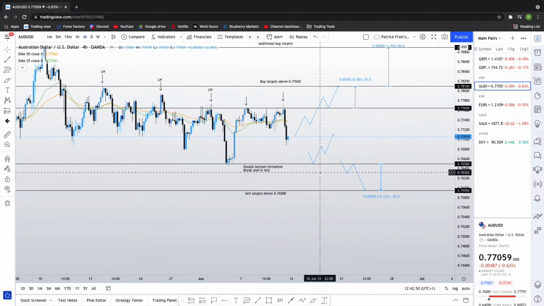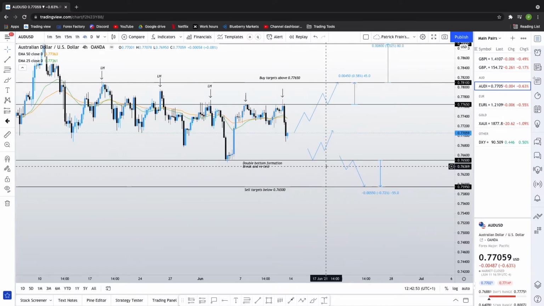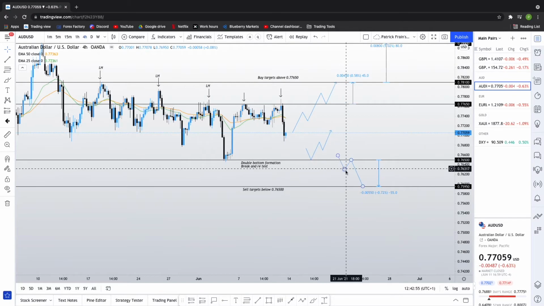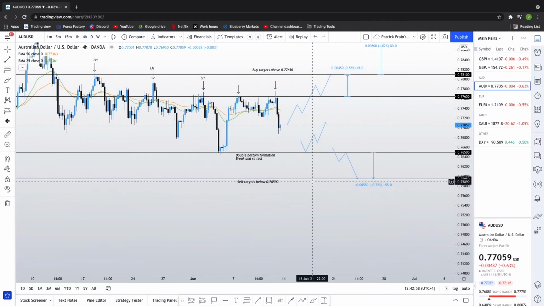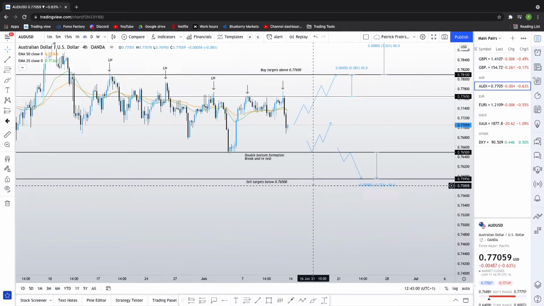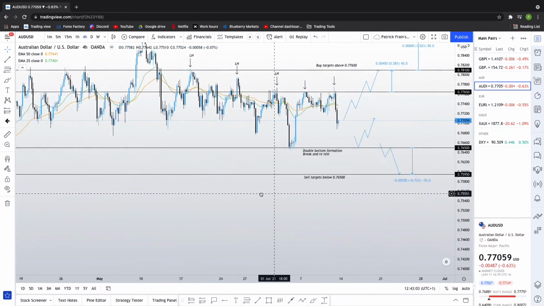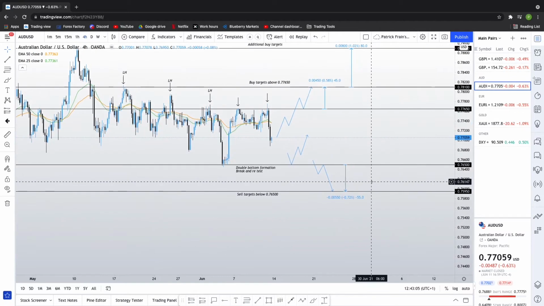However, if we do break below 0.76500, I will be looking for a break and retest formation with sell targets down at 0.75950, which is this level here, which is around a 55 pip move to the downside.